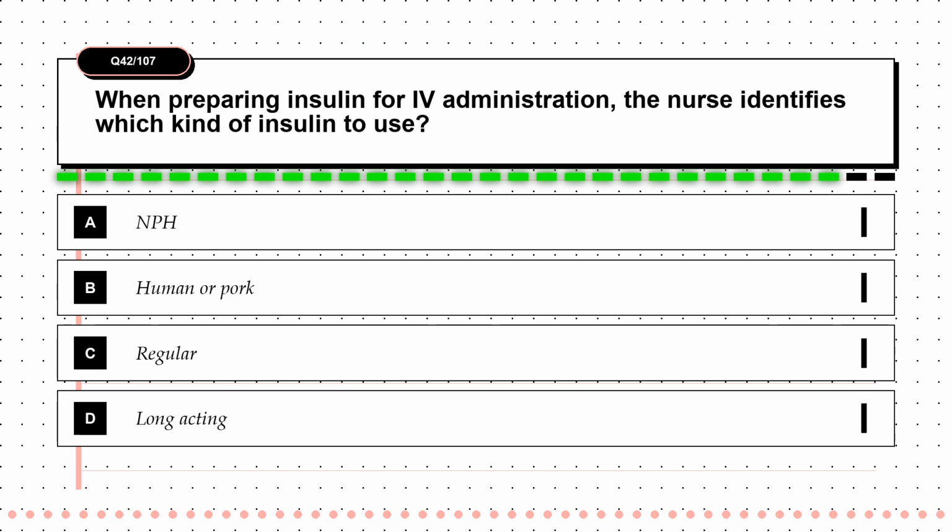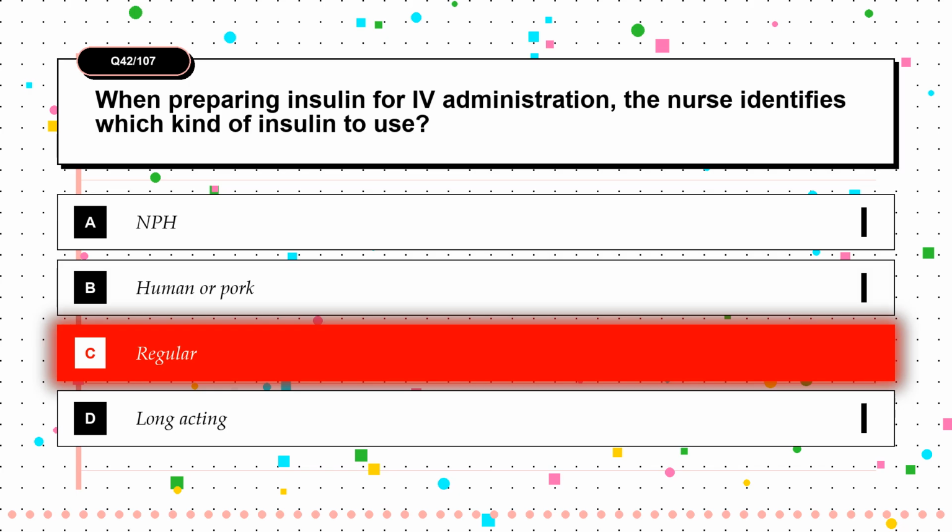Question 42. When preparing insulin for IV administration, the nurse identifies which kind of insulin to use. Here are the options. Option A, NPH. Option B, human or pork. Option C, regular. Option D, long-acting.